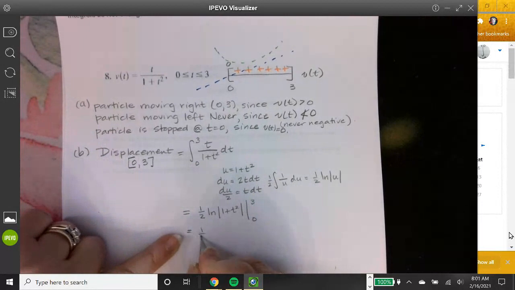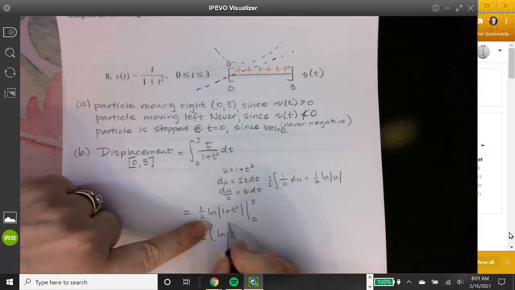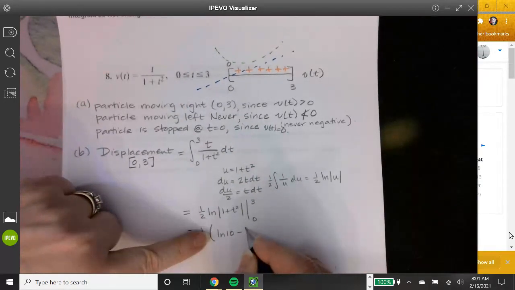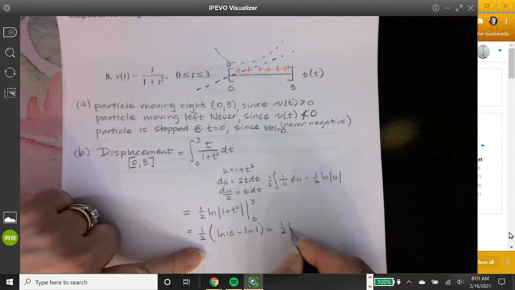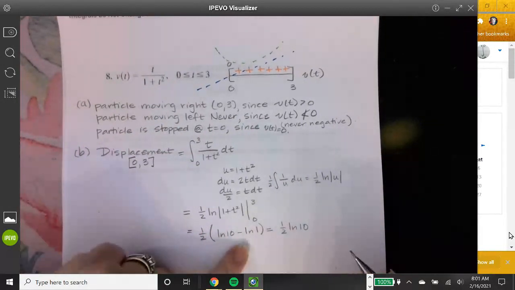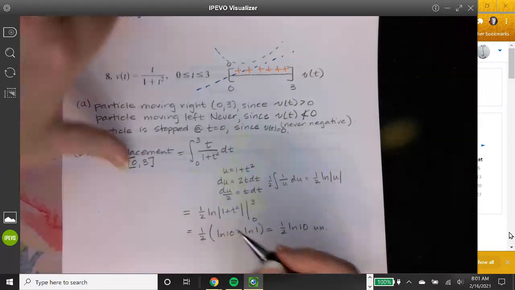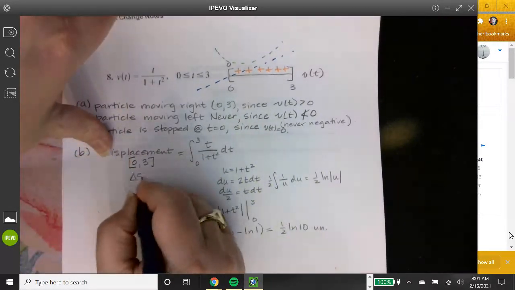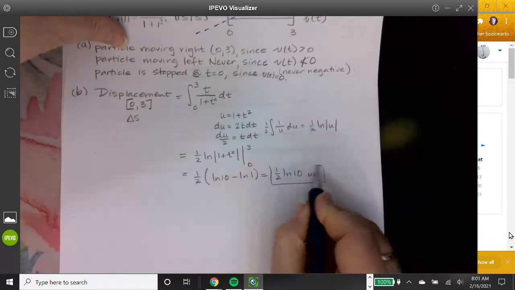So we get 1/2 times the natural log of, when I plug 3 in here, I get 10, because it's 1 plus 9, minus the natural log of 1, which is equal to 1/2 natural log of 10, because the natural log of 1 is 0. So that's our displacement, which is delta S is 1/2 natural log of 10.